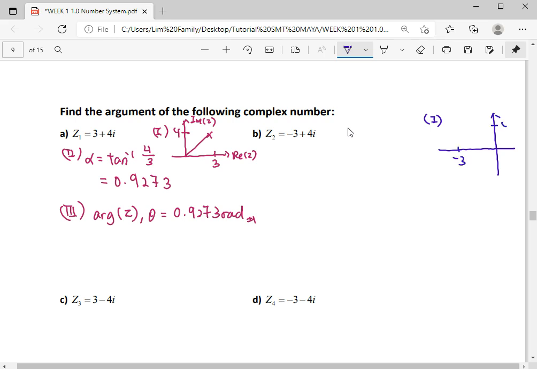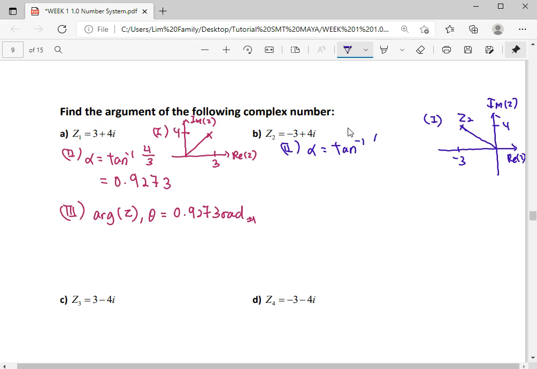Negative 3, 4. Notice that for this complex number, the imaginary part and the real part, make sure you label your diagram. So we can notice that it is in quadrant 2. Second step, we come to the basic angle alpha. It will be shift tangent.